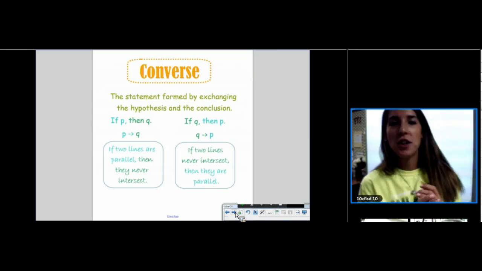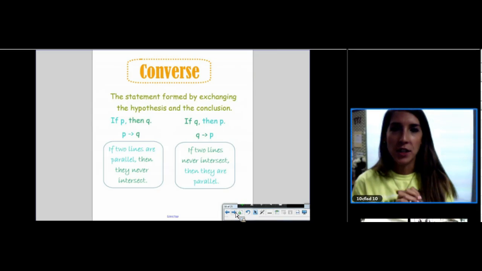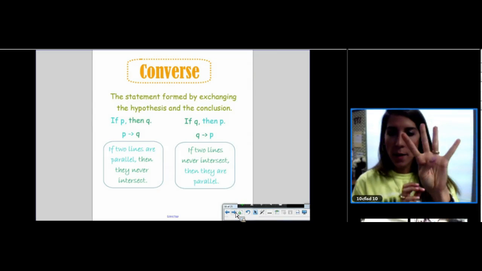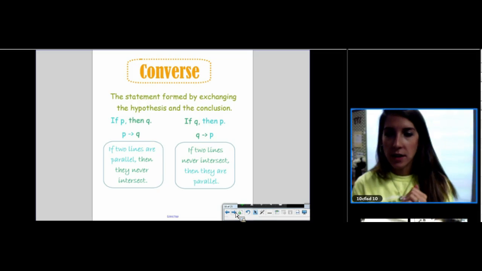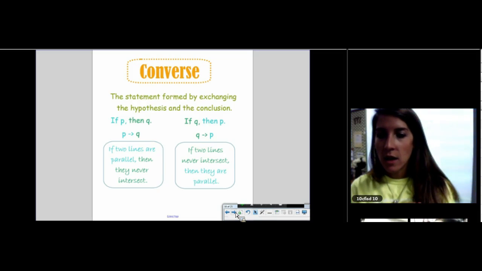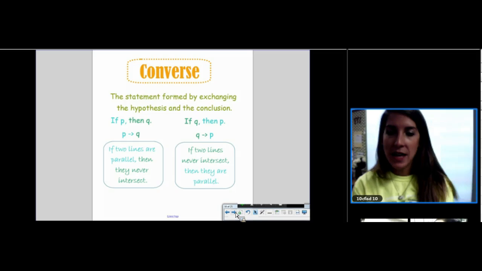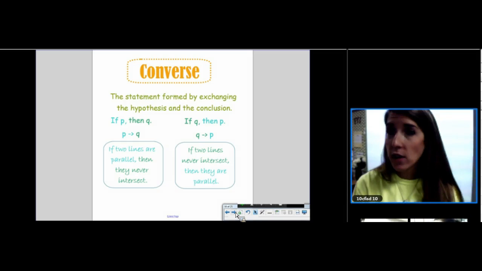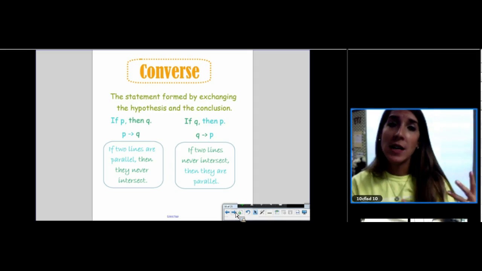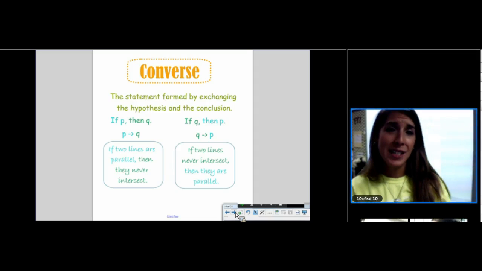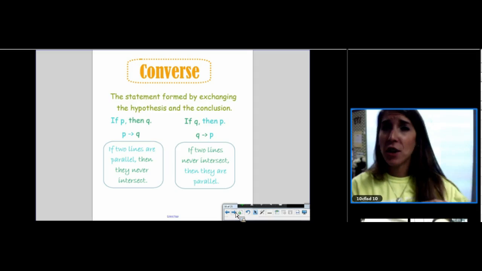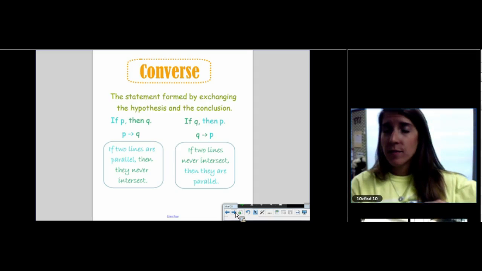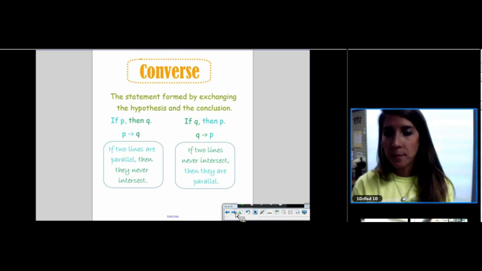The next word on your sheet is converse. This is word number 4, converse. Neil asked if we have to use P and Q for the notation. These are your notes, so you can write whatever you want. But in the future, I will be using P's and Q's because it's going to start to get more complicated later in the 6 weeks. And that's all I'm going to say about that.